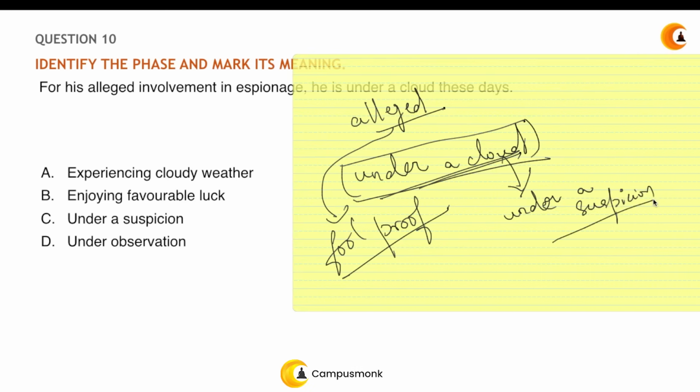Under observation means it's for sure that he has done it, and now he's being observed with all the activities that he does. But now he's just been accused, he's been allegedly told that he's a spying agent, spying on this person, so he's kept under a cloud. There's no proof, he's under suspicion that this person may or may not be involved in spying, right? So under a cloud is the phrase, the meaning is under suspicion.